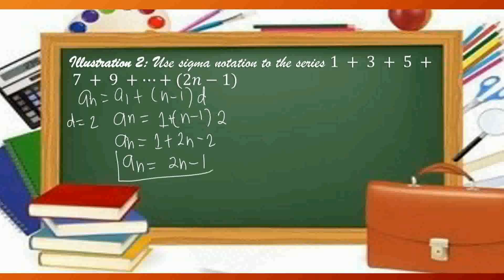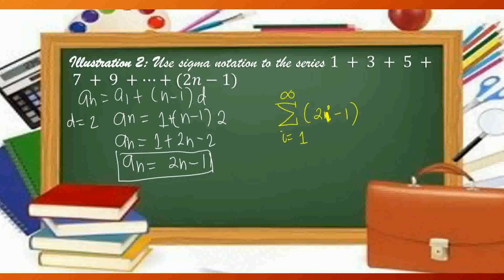So we will use this equation in our sigma notation. In our sigma notation, we'll change n to i, 2i minus 1. Our range will become from 1 up to infinity, since we don't have any specific number of terms or specified number of terms.